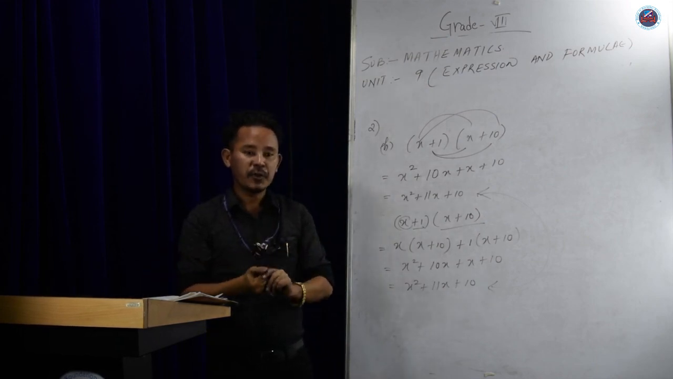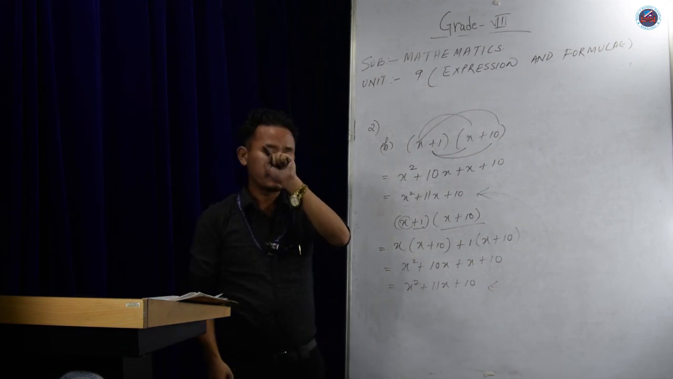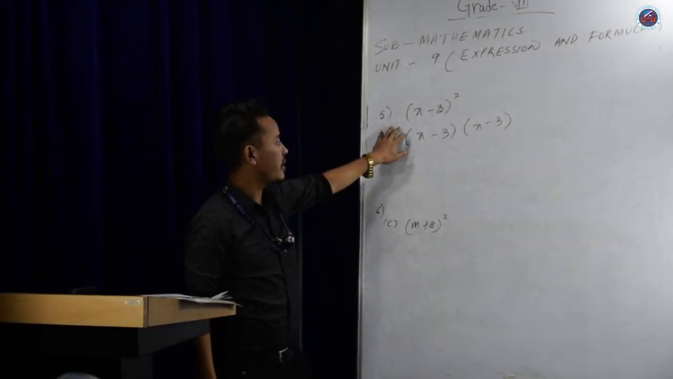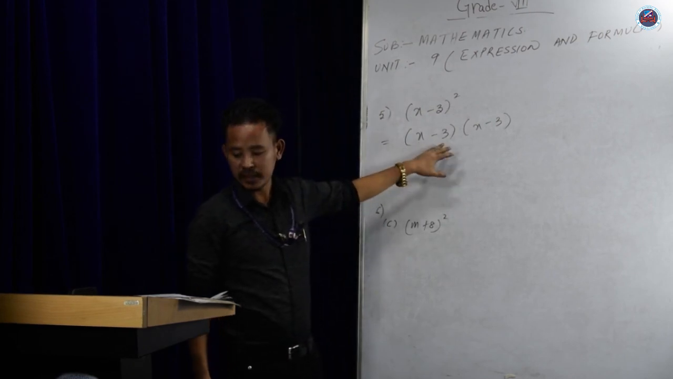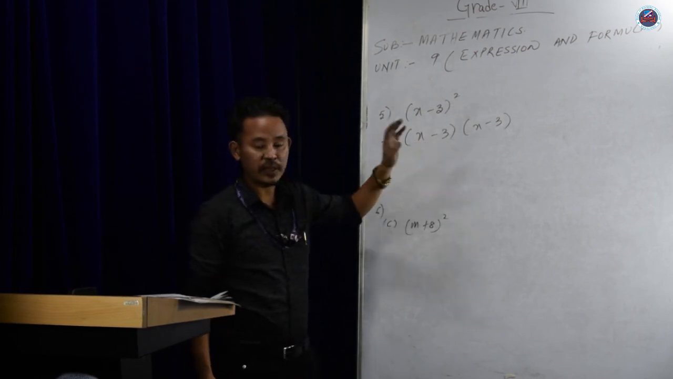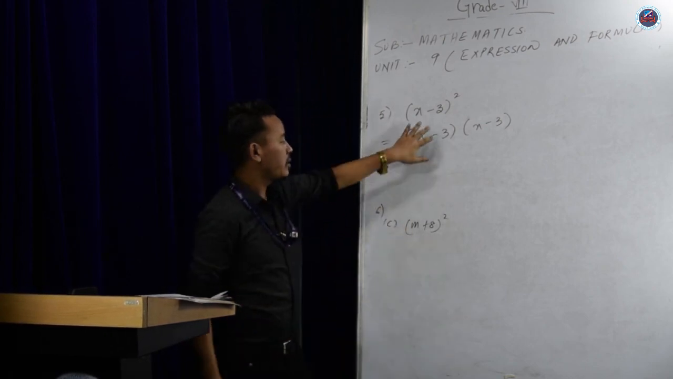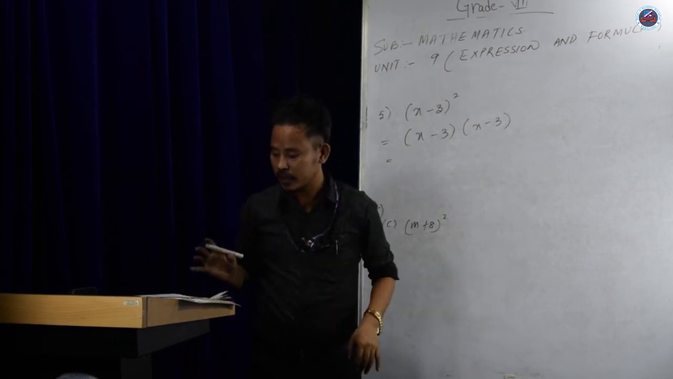There are a few sums again which I want you to practice yourself as well. Just one last sum which I will do and then I will conclude. Okay, next we have question number 5, that is x minus 3 the whole square. As you can see, it's already given here in the textbook as well. So let's try to fill in the boxes. x minus 3 the whole square means x minus 3 into x minus 3.